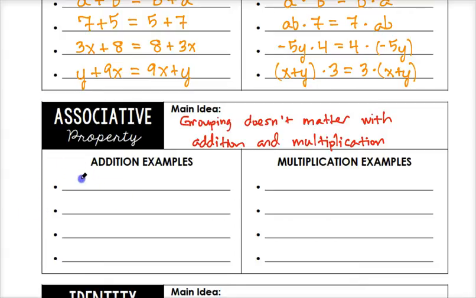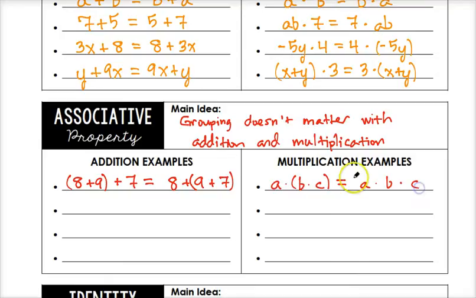So for addition, if I were to take the quantity 8 plus 9 and group the 8 and 9 together in parentheses, and then add to that 7, that would give me the same answer as if I were to keep the order the same. I'm not going to change the order of the 8, 9, and 7, but I'm going to group 9 and 7 together instead of 8 and 9. So here I've changed my groupings, but you're still going to get the same answer either way. Same for multiplication. If I take A times the product of B times C, and I group B times C together, that's going to give me the same answer as if I would start by grouping A times B together and then multiply by C. So here the order stayed the same, but I changed the groupings.